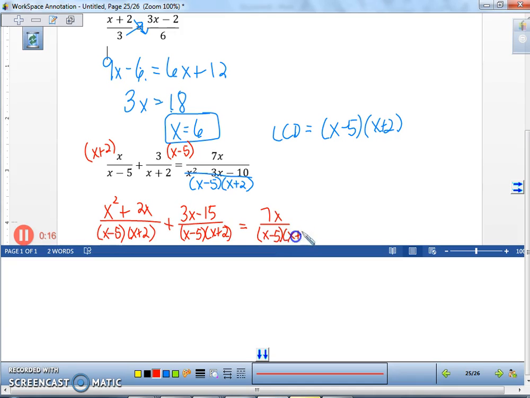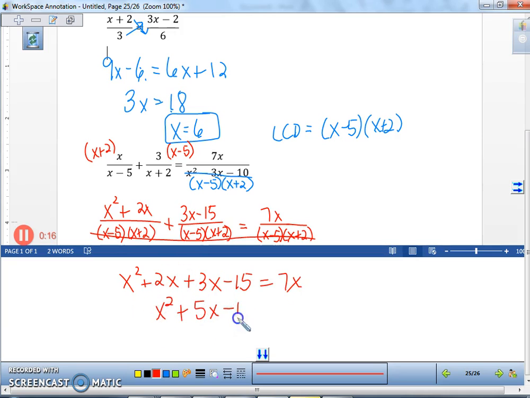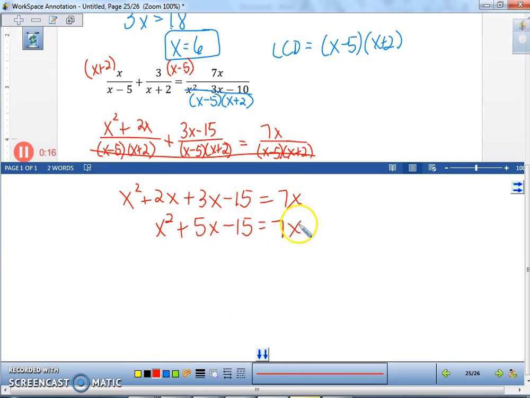the x plus 2. Once these are all the same, because we are solving, we can get rid of our denominators. There's no need in them. So then we have our numerators, and that's when we're going to set them equal and solve. So I'm going to combine my like terms here to get x squared plus 5x minus 15 is equal to 7x. Now, because I have an x squared, I know that I'm going to have to factor it to solve, so I'm going to subtract the 7x over. I get x squared, subtract the 7x over, you get negative 2x minus 15 is equal to 0.